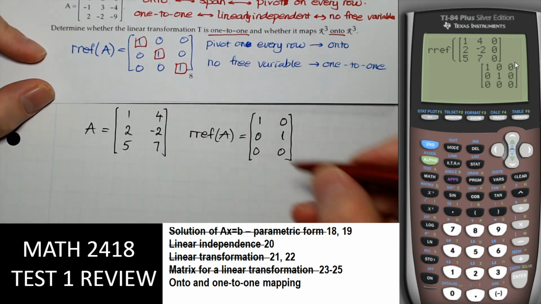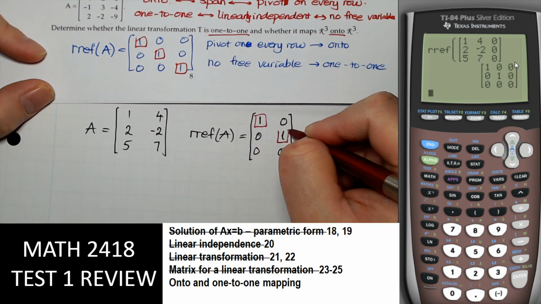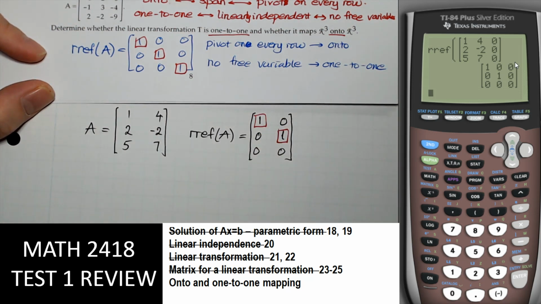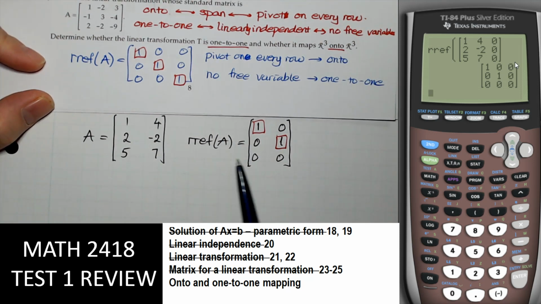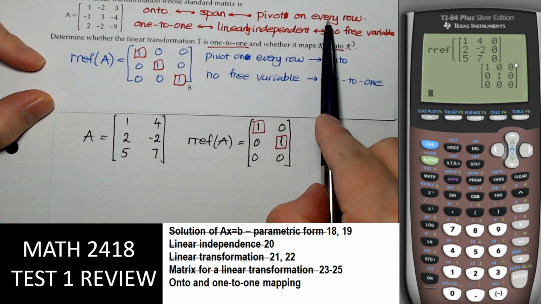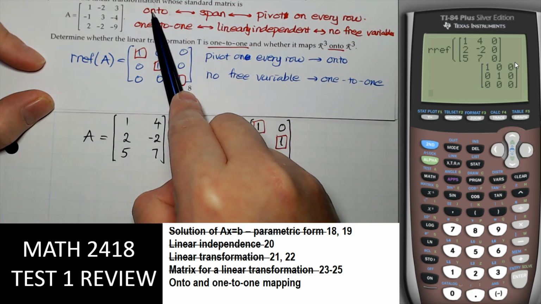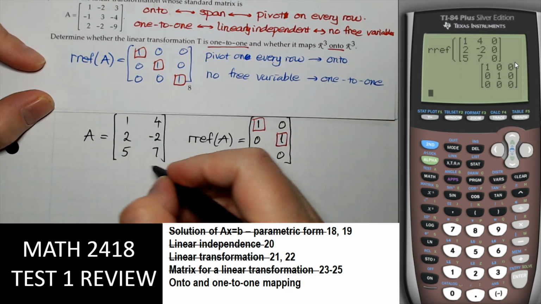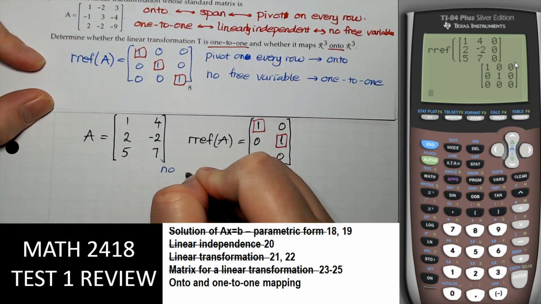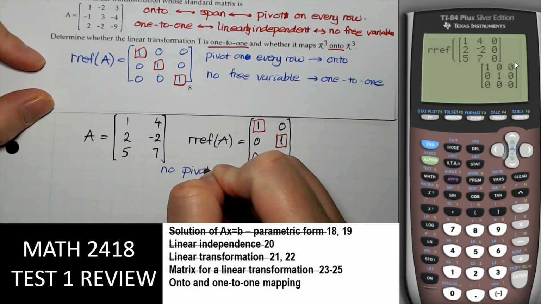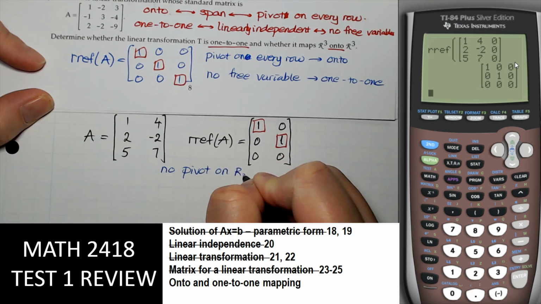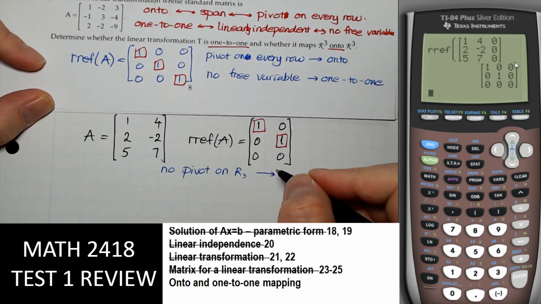So what we see here is the pivot here, the pivot here. So we check. The first row has the pivot, the second row has the pivot, the third row does not. So we don't have the pivot on every row. So it is not span and it's not onto. So we say no pivot on row 3. So this is not span and this is not onto.